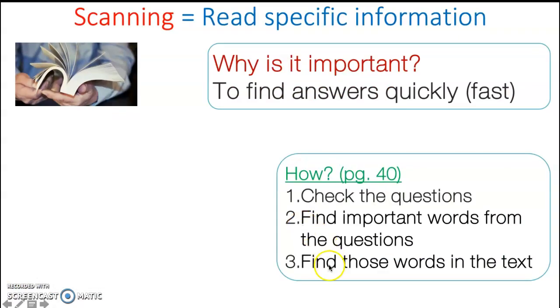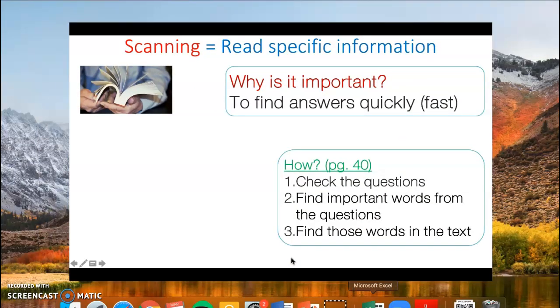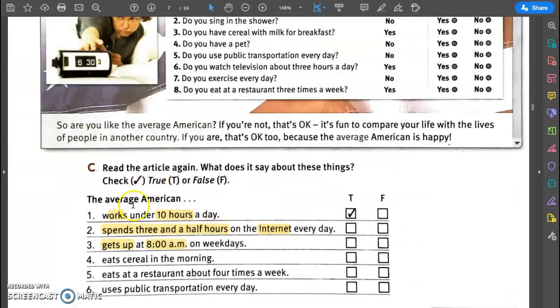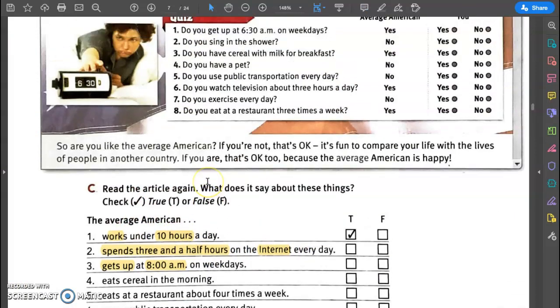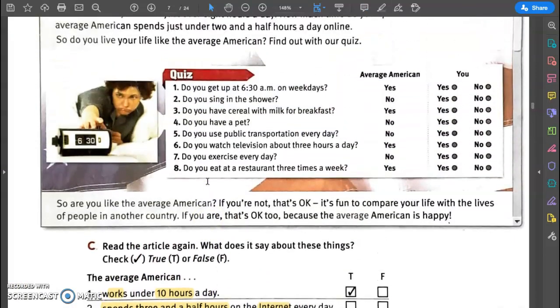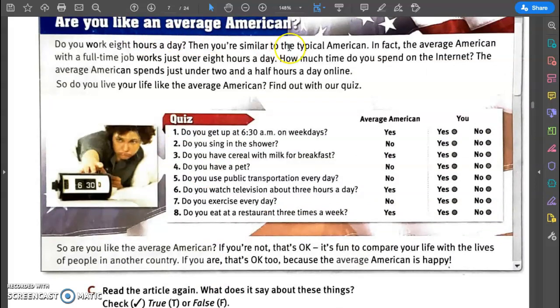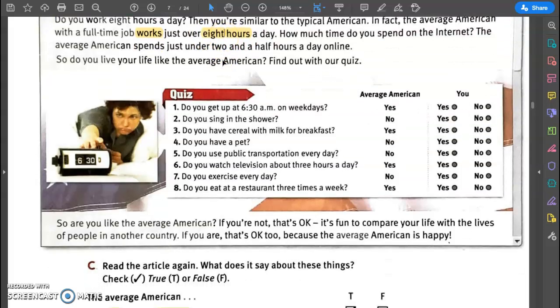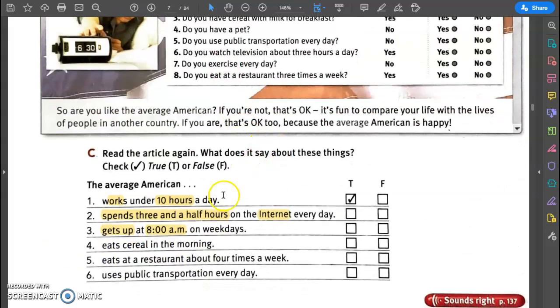Next step. You need to find these words in the text. For example, works, hours. So you check the text. Works. Here we found the word. Hours. We found the word. What is in the middle? 8. So it means this is the correct answer for this.